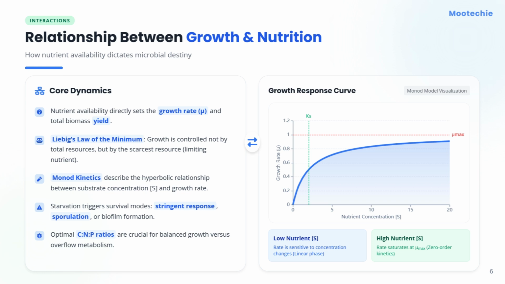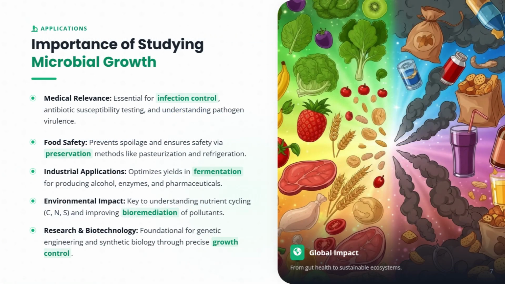Why is studying microbial growth so important? Let's look at the real-world impact. In medicine, it's essential for infection control, antibiotic testing, and understanding how pathogens cause disease. For food safety, understanding growth helps prevent spoilage and guides preservation methods like pasteurization and refrigeration. In industry, optimizing microbial growth is key for fermentation processes that produce alcohol, enzymes, and pharmaceuticals.